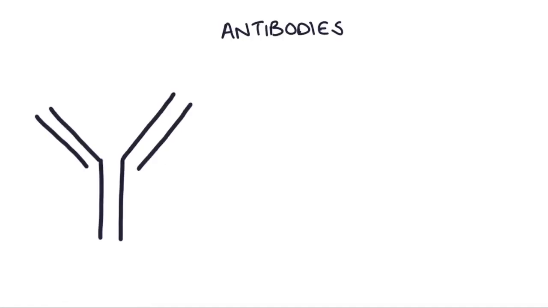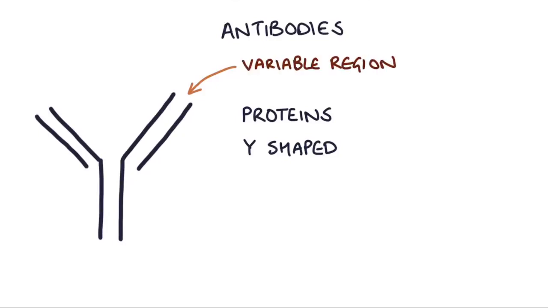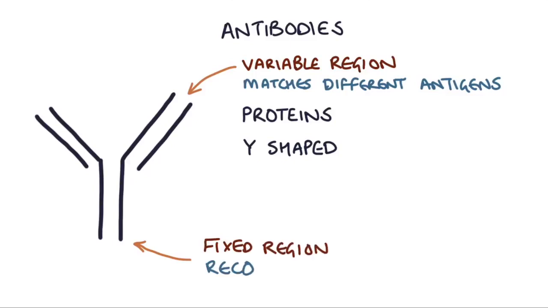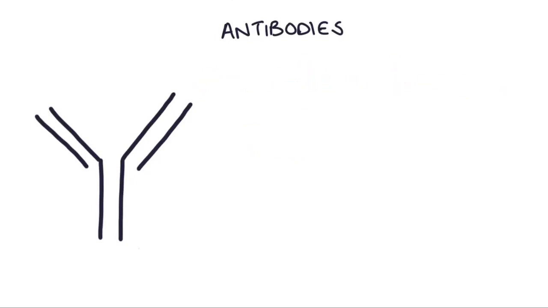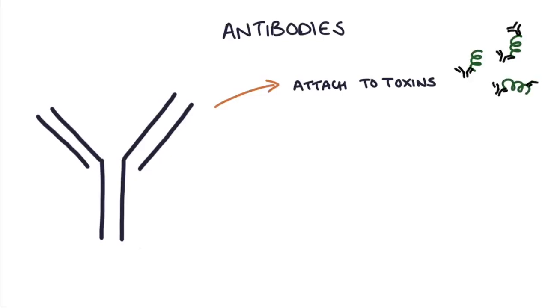These antibodies are proteins that are shaped like a Y. One end is variable in shape to match different antigens, whereas the other end is fixed in shape and can be recognized by many cells of the immune system. These proteins float around the blood and attach themselves to antigens that match their specific variable region. And these antibodies help the immune system fight pathogens in a number of different ways. Firstly, they can attach themselves to enemy toxins, which themselves are antigens, and neutralize their toxic effect.